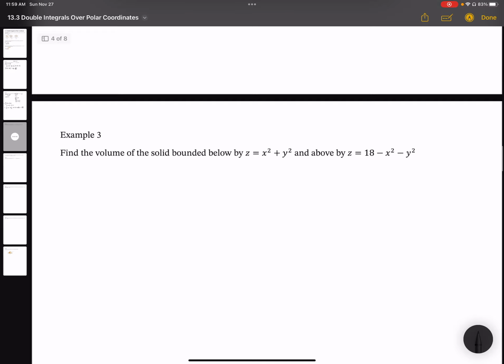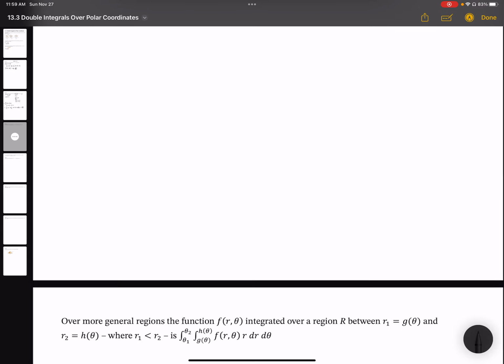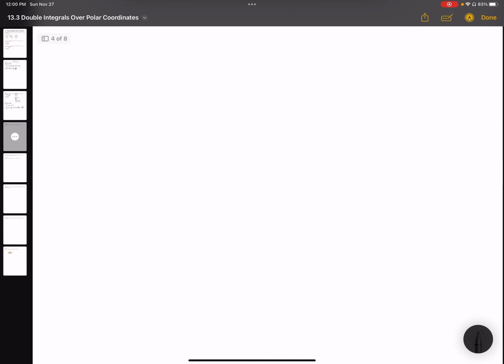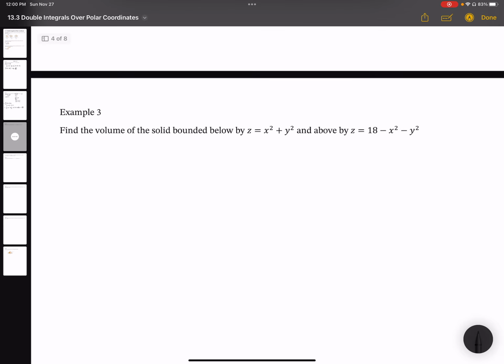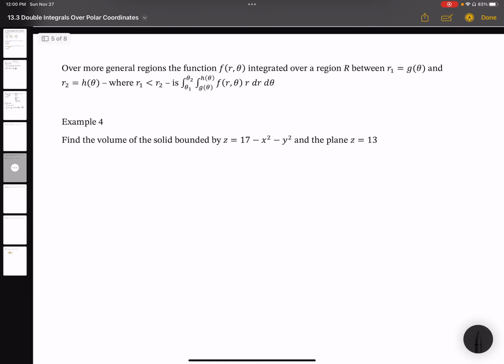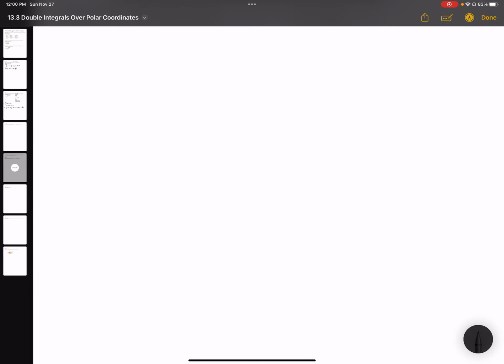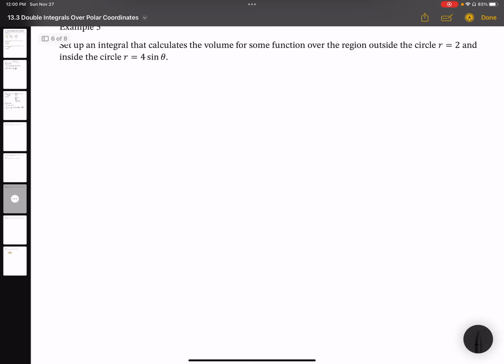Cool. That example is the same as the other ones. We set them equal. R is 0 to 18. So R is going to be 3. Theta is 0 to 2 pi. Same thing for that one. So here.